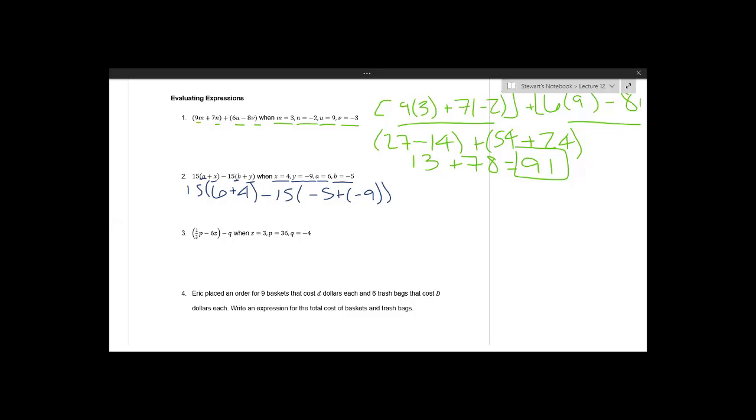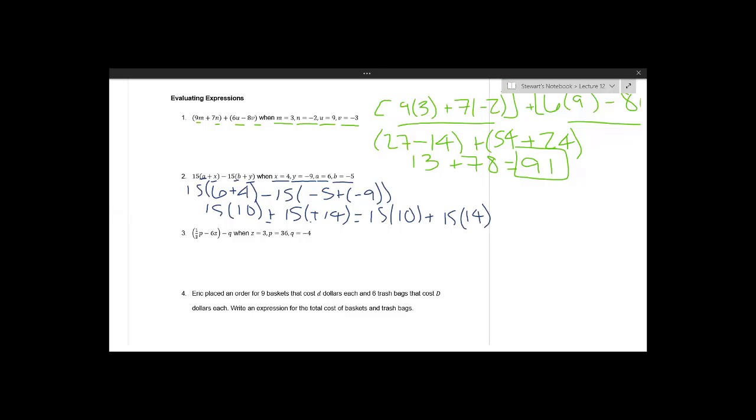Okay, so what we have here then is 15 times 10 minus 15, and then -5 plus -9, or -5 minus 9, is -14. One thing we can do to make this a little easier, since we have a negative here and a negative here, we can cancel them. We could factor it out and cancel. So then we have 15 times 10 plus 15 times 14.